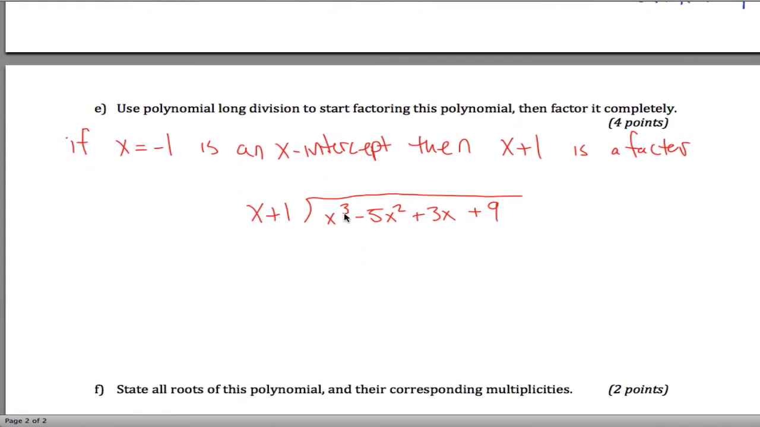Let's see. To get rid of this x cubed, I need to put an x squared up here because x squared, let me change colors, otherwise this stuff all runs together.